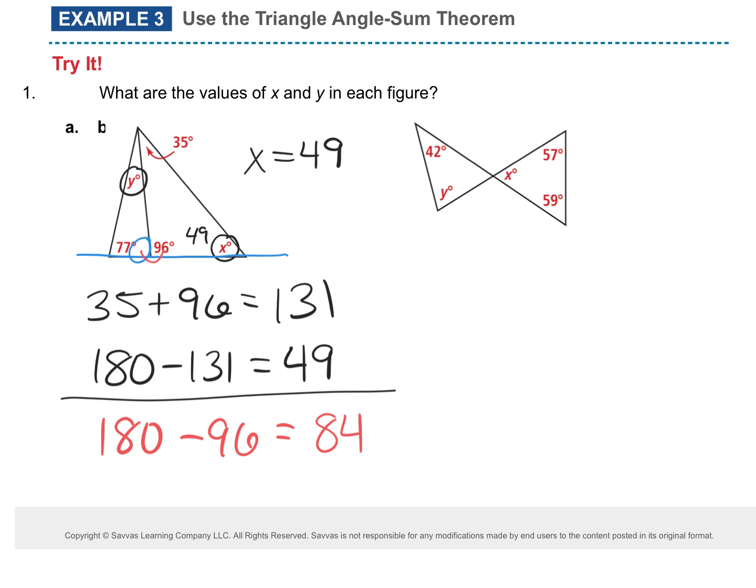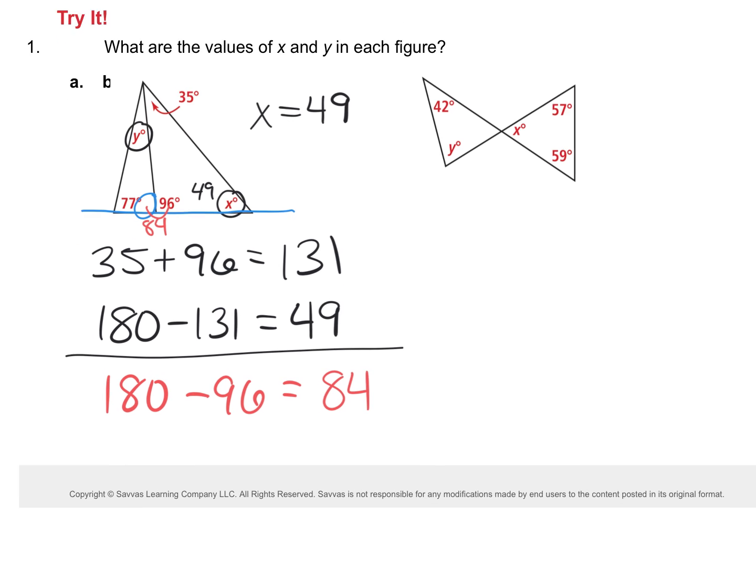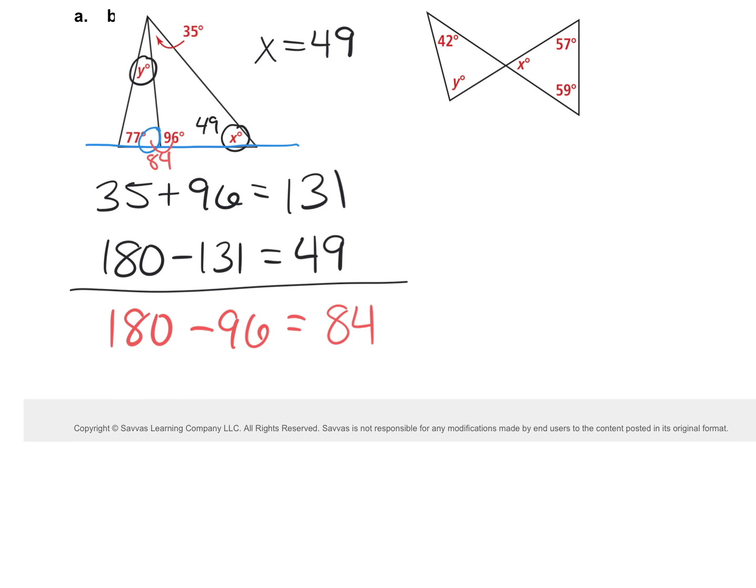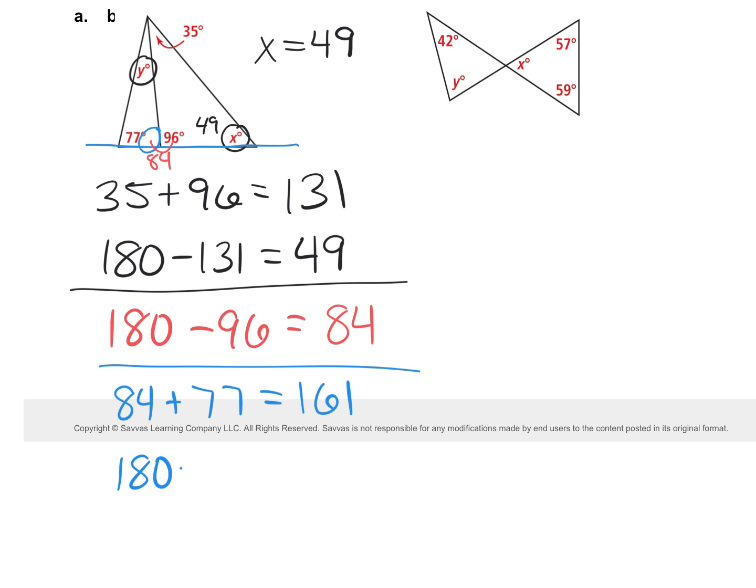84. Is that my answer though? No. That just gave me this angle on the inside. Now can I find y? By doing what? Yep. So now we're doing 84 plus 77 is 161. And then last step. Yep, 180 minus 161 is 19. So y here is 19.